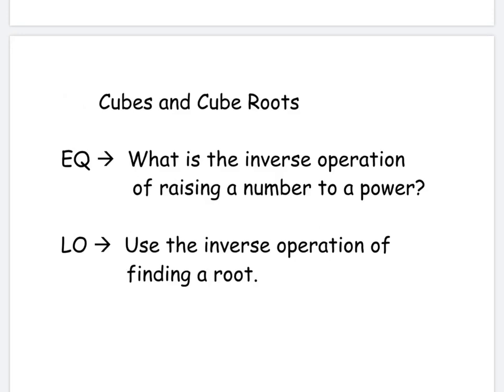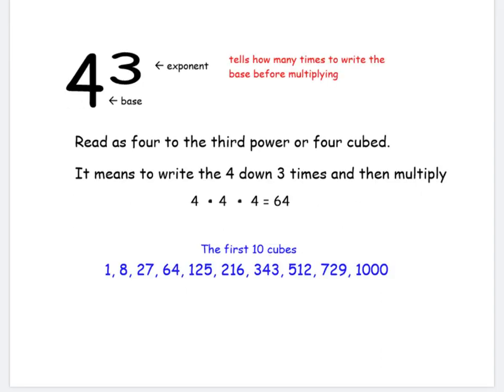This lesson is going to look at cubes and cube roots. It is very similar to the lesson that we looked at on squares and square roots. A cube is also a special type of exponent, whereas a square was when the exponent was specifically a 2, a cube is where the exponent is a 3. So in this specific example, we would say this out loud as 4 to the third power, or 4 cubed.